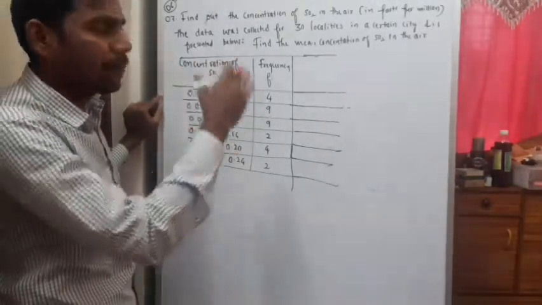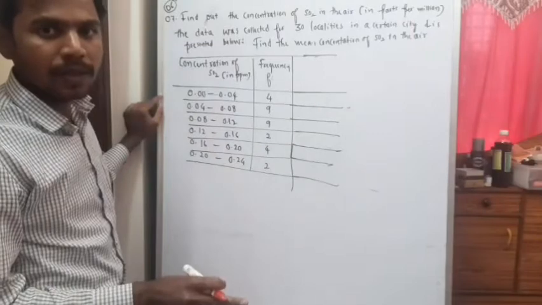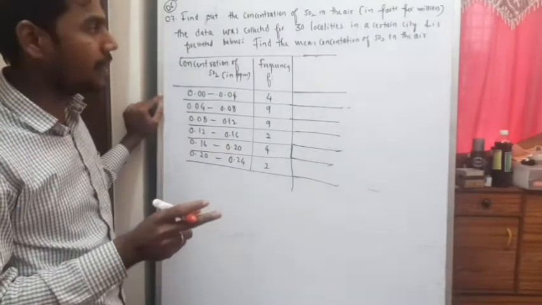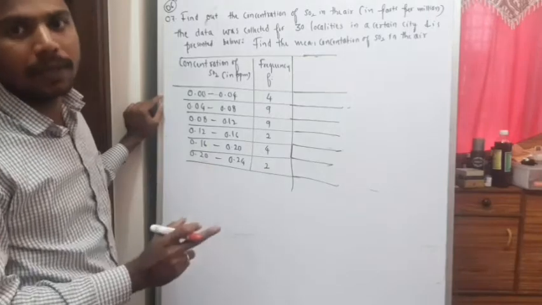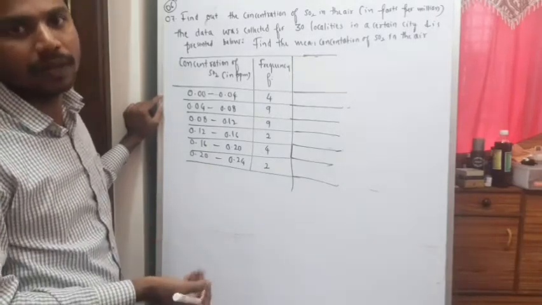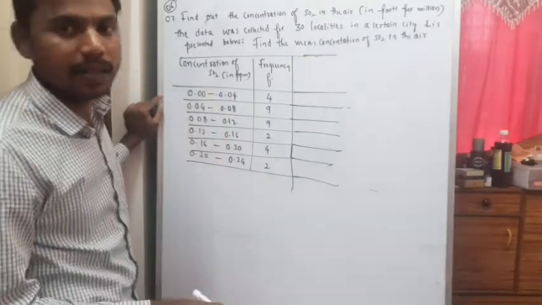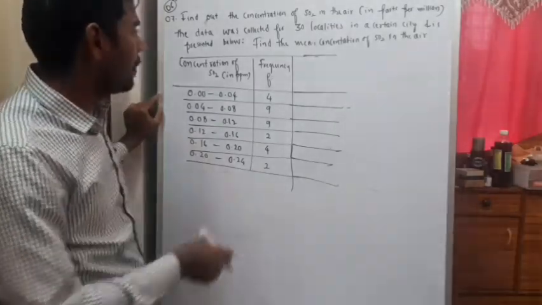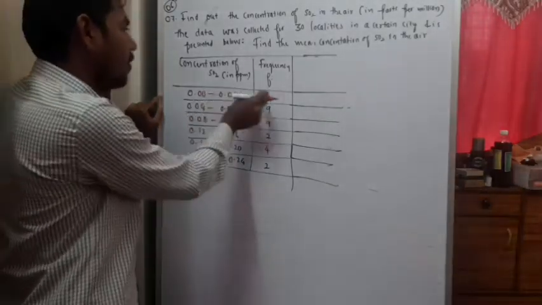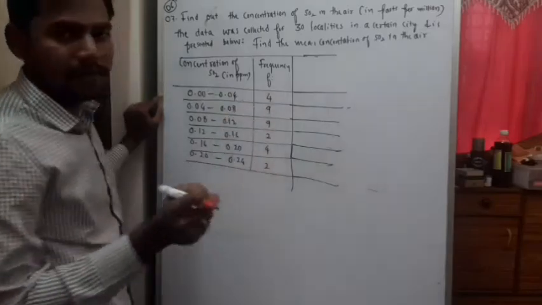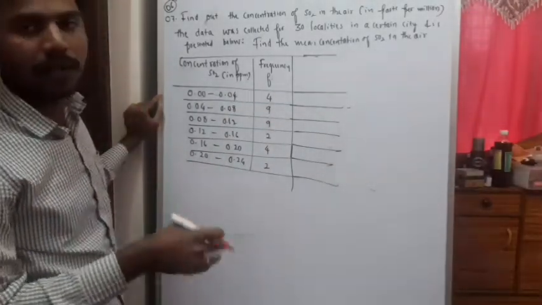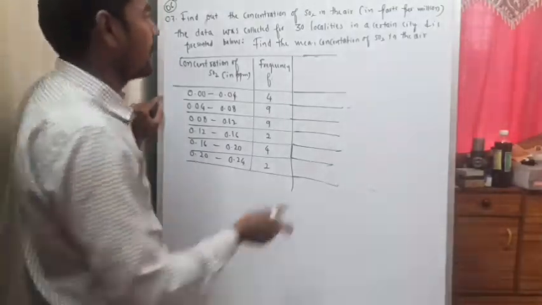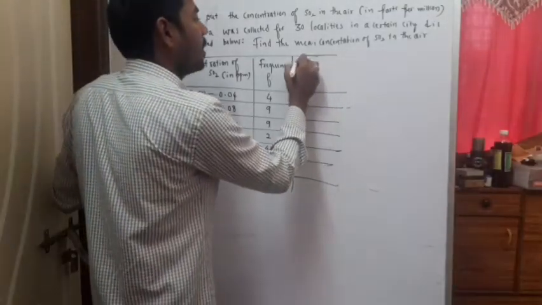Then we have to use one of the methods. So there are 3 methods. One method is the direct method. Second method is the assumed mean method. Other method is the standard deviation method. Standard deviation method is not there in your syllabus. Since the numbers you can see are very small, we can go for the direct method. Okay. So first step is to find the class mark.